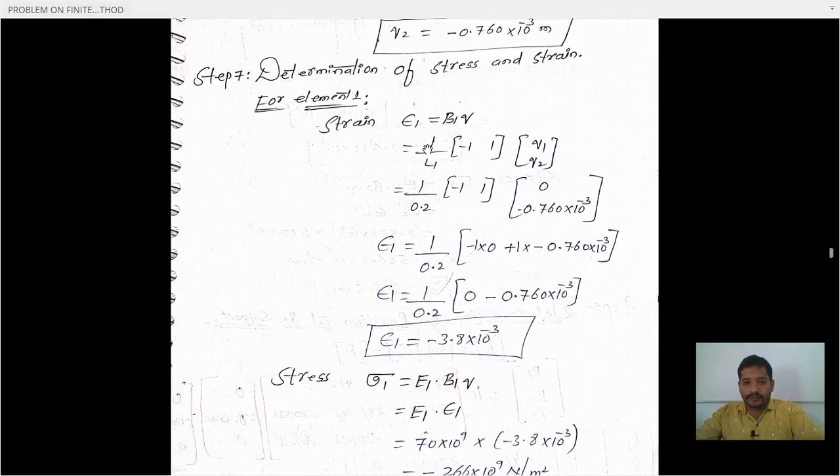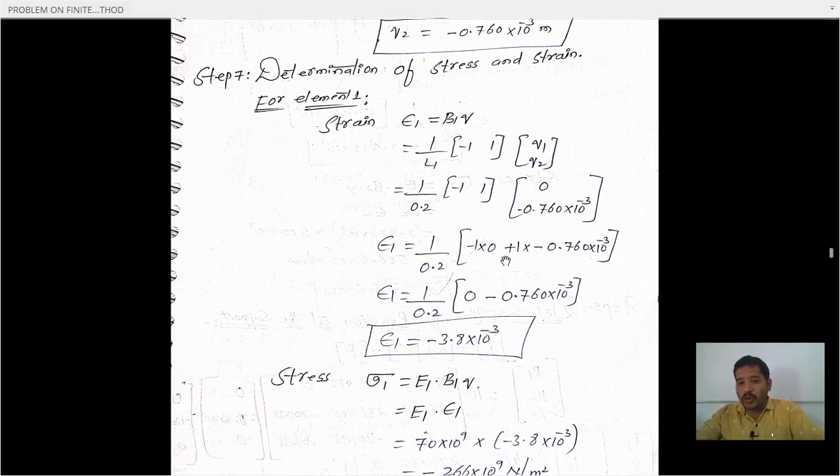1 by L1, the length of the first element, which we got here as 0.2, into minus 1, 1, and the nodal displacement values should be 0 and Q2, which is minus 0.760 into 10 power of minus 3. After that, 1 by 0.2 as it is. Okay dear, just you need to multiply this row into this column: minus 1 into 0 plus 1 into minus 0.760 into 10 power of minus 3.